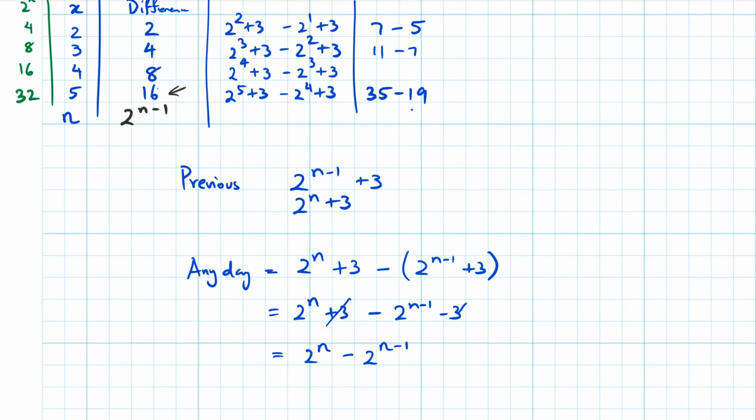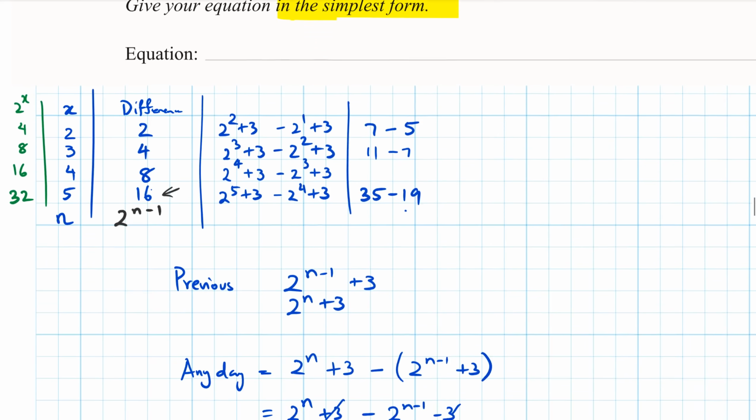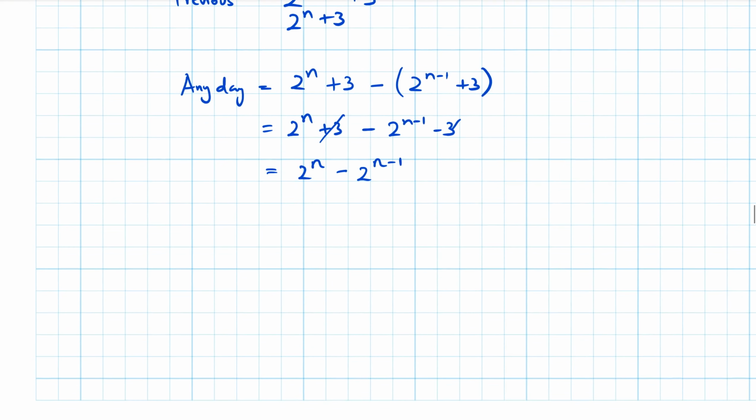Now I need to write this equation in the simplest form, because that's what the question is telling me. So I've got a little bit more work to do, and I need to go back to using my algebra for this. So I'm going to have this as 2 to the power of n minus 2 to the power of n divided by 2 to the power of 1. Notice how I've done 2 to the power of 1, because if you remember your algebraic rules, if you have a to the power of m over a to the power of n, then this would be a to the power of m minus n. Now, 2 to the power of 1, I'm just going to leave it as 2, to make things easy.